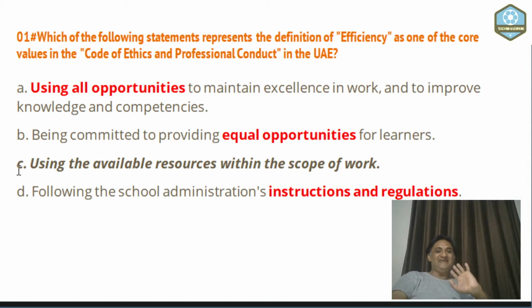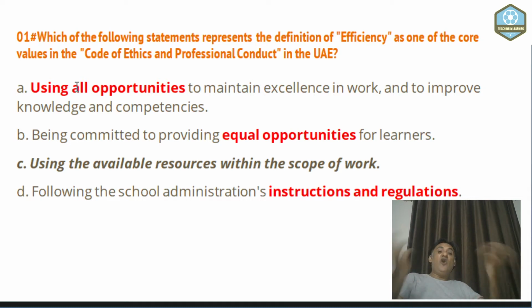However, A and C are making sense. They are talking about the work and excellence of the work. But which one is closer? Here I have marked in red, using all opportunities. Instead of using all opportunities, it's better to say the available resources. Whatever I have been given, I have to work accordingly. I have to utilize these resources accordingly.